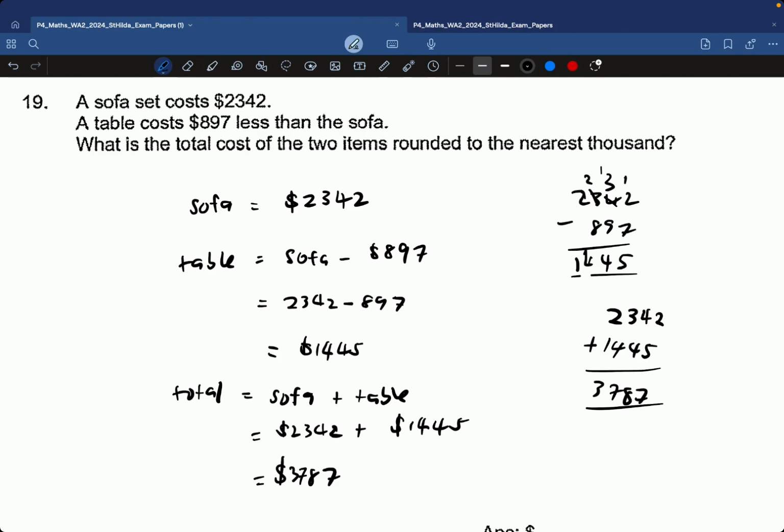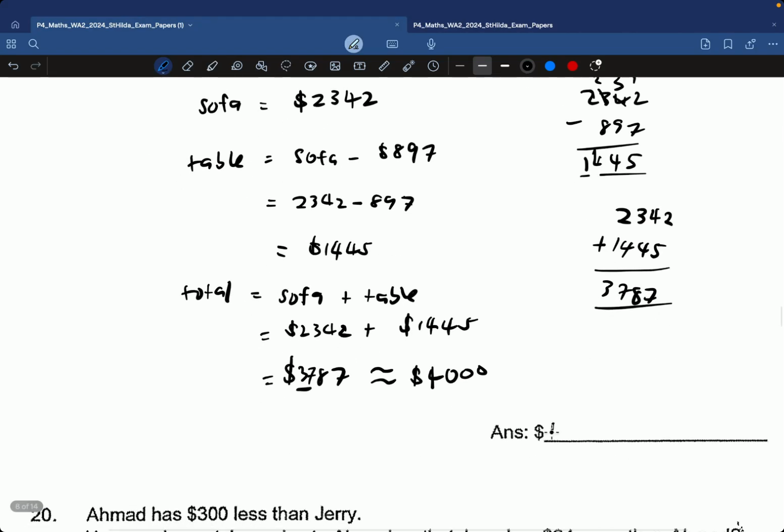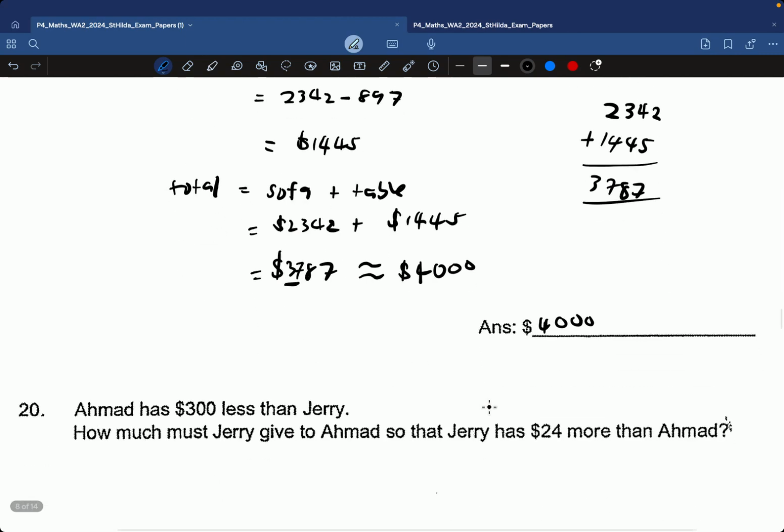Okay, and then we need to make it to the nearest thousand. That means we have the thousands place over here, and then we need to see the hundreds place whether we can round up or we can't round up at all. Since 7 is more than 5, that means this will be $4,000. So the answer is $4,000 in this case. All right, let's move on to the next question.